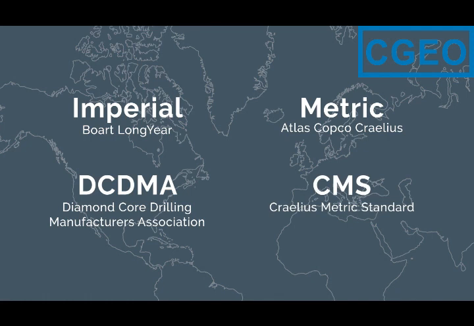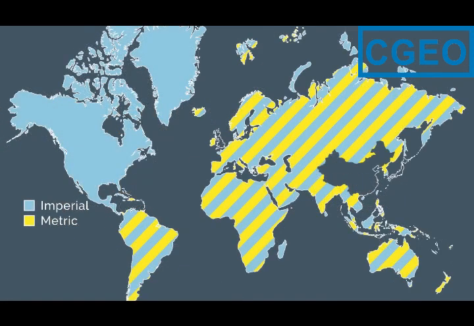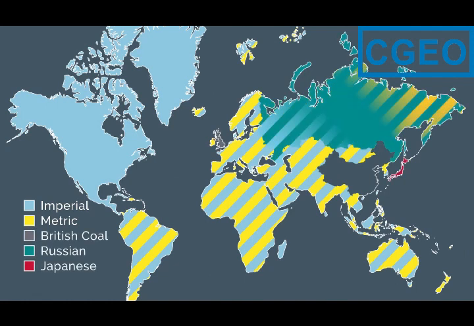The DCDMA includes all metric standards today, but people still refer to DCDMA as the imperial standard. Today, both are included in the ISO system of standards. Other standards have also been created during the years. For example, China is using its own standard called the GB standard.